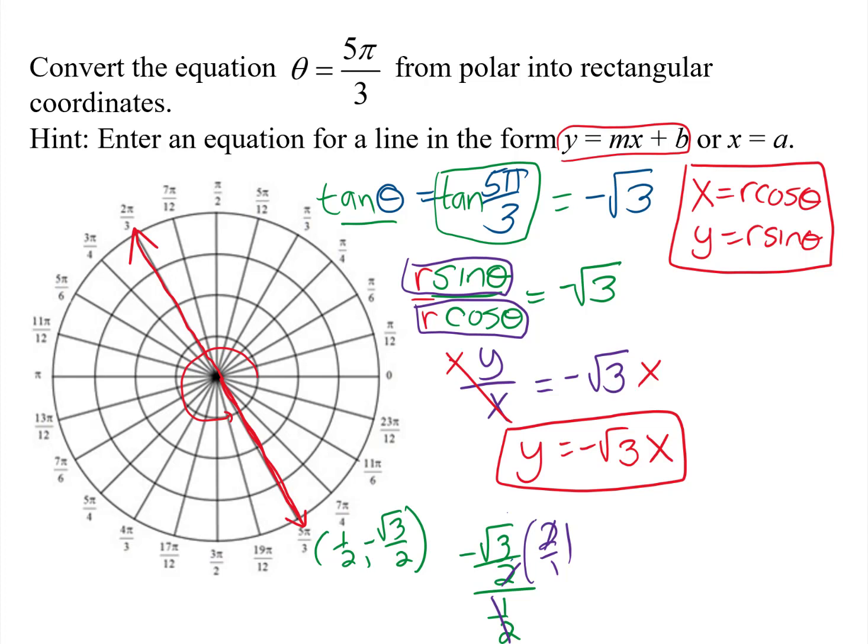As we look at the line, we can see that it is a line that goes through the pole, and so if we were looking at rectangular coordinates, it would go through the origin. Its y-intercept would be 0, so we see there's no plus b on the end, and we see that it does have a negative slope. Here it is negative square root 3.